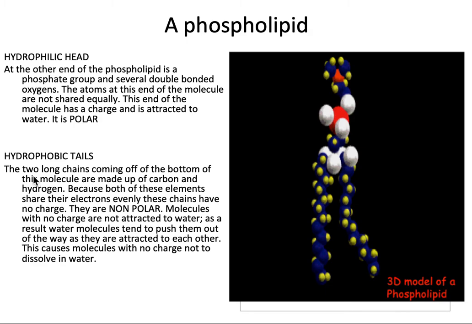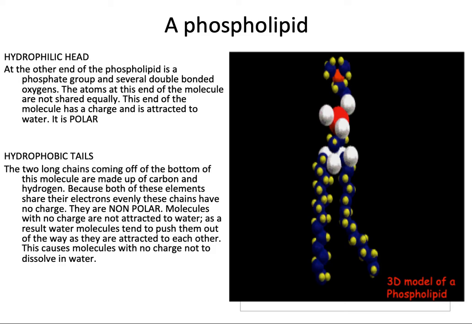Then the tails, they are hydrophobic, so they do not like water, so they have to be away from water. The 2 long chains coming off the bottom of this molecule are made of carbon and hydrogen, because both of these elements share their electrons evenly. These chains have no charge. They are non-polar molecules and are not attracted to water. As a result, water molecules tend to push them out of the way as they are attracted to each other. This causes molecules with no charge not to dissolve in water.